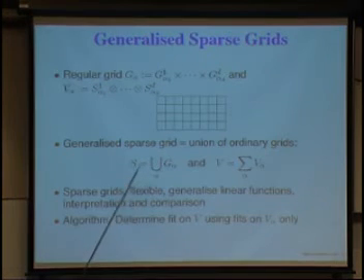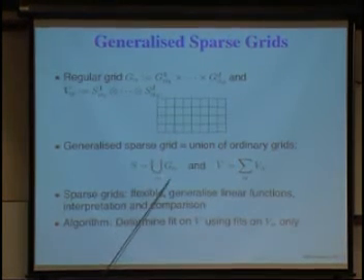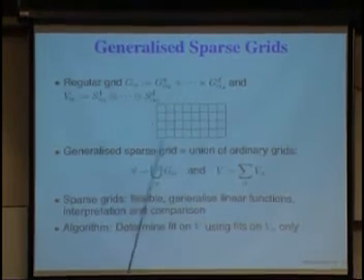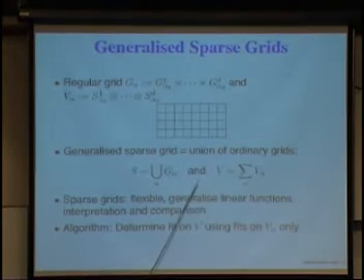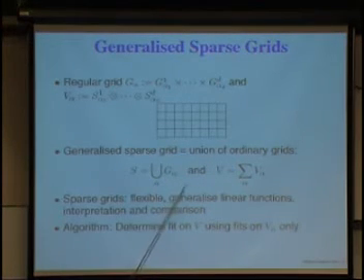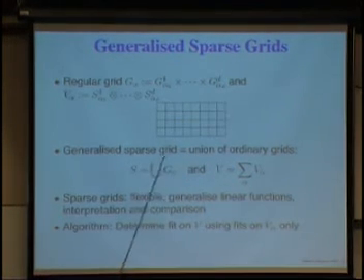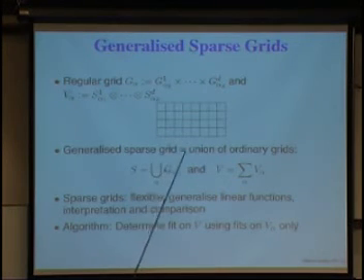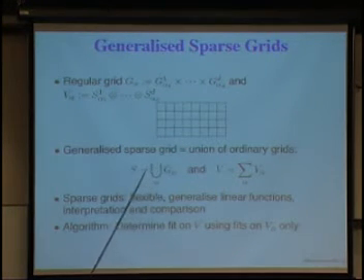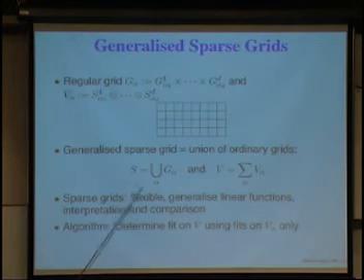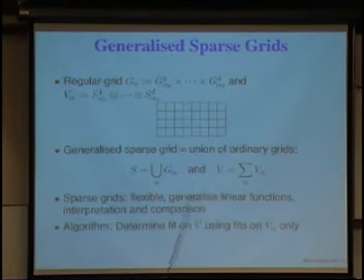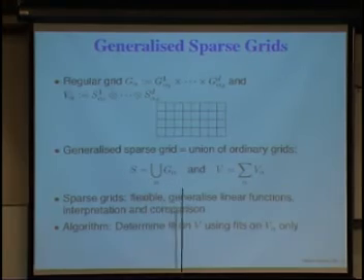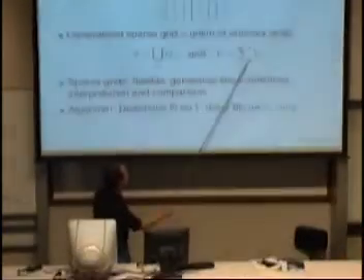And then we define a generalized sparse grid. This is a grid just as a union of ordinary grids. So we just take the union. We have this grid here, and we take another grid, which has maybe a different collection of grid lines, and then we take the union of those, and the corresponding space of piecewise bilinear functions is just the sum of these spaces.